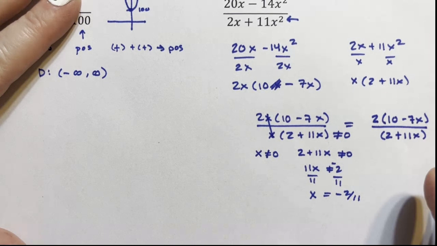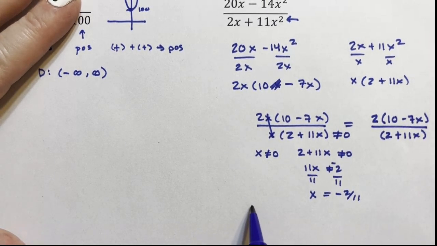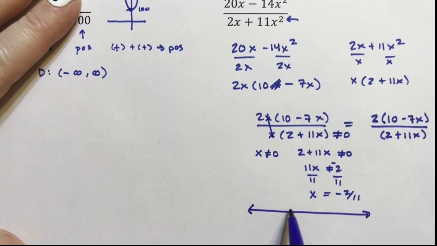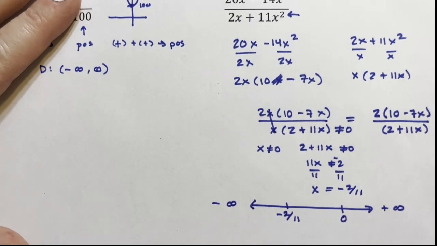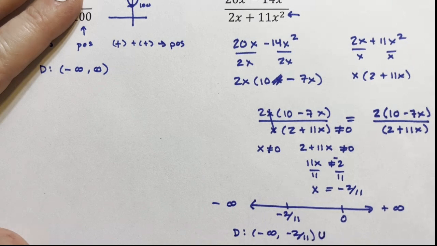rational, if I look at these numbers on a number line, I have negative 2 11ths, and I have 0. The negative is to the left of the 0, closer to negative infinity. x can be anything on this number line except for where these 2 restrictions are. So if I were to write this domain, I would say the domain goes from negative infinity to negative 2 11ths, joined with, that's a U for union, negative 2 11ths to 0, joined with, again, 0 to positive infinity.